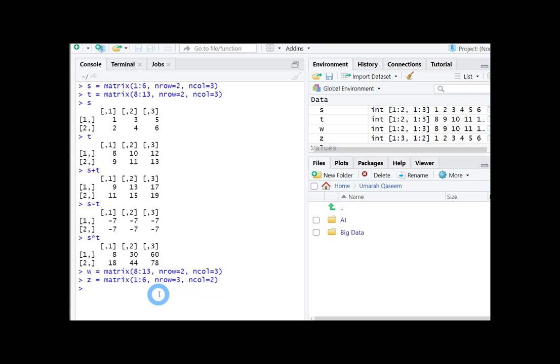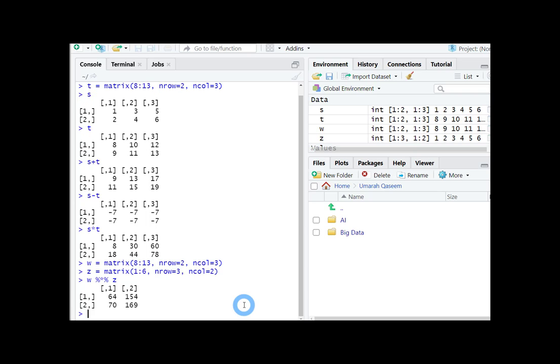Now let's perform matrix multiplication on them. For that, the operator is a percentage sign, a multiplication sign, and then again a percentage sign, and then the second matrix, that is Z. Press enter, and you can see matrix multiplication has been performed on them. You can multiply these two matrices on your own and match the answer with this answer.